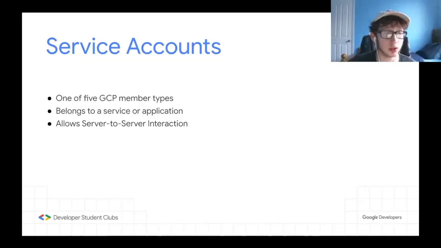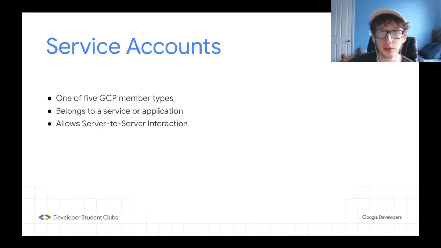So in the Google Cloud Platform, there are 5 types of members. Google accounts, such as an @Gmail account, or if you have other domains, service accounts, Google Groups, Google Cloud Identity accounts, and G Suite domains. A service account is one of those 5 types, and it's a special type of account that, instead of belonging to an individual user, belongs to an application or service. This allows you to have server-to-server interactions without the need to provide user credentials.